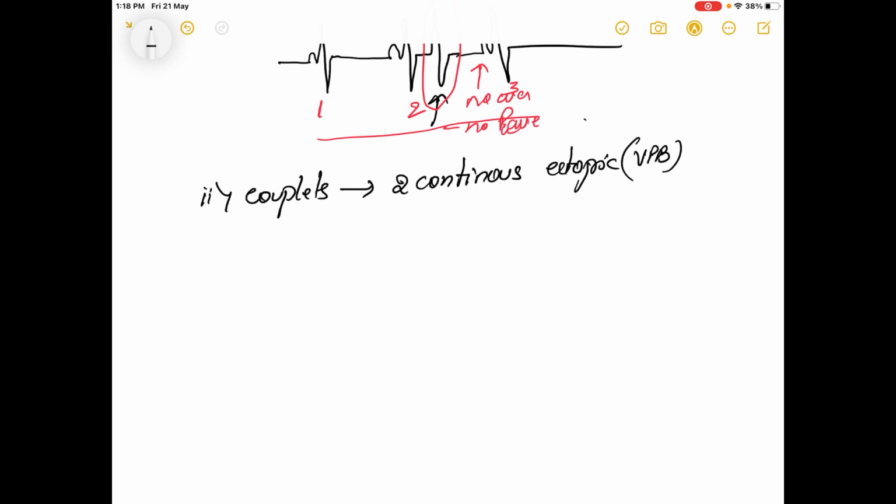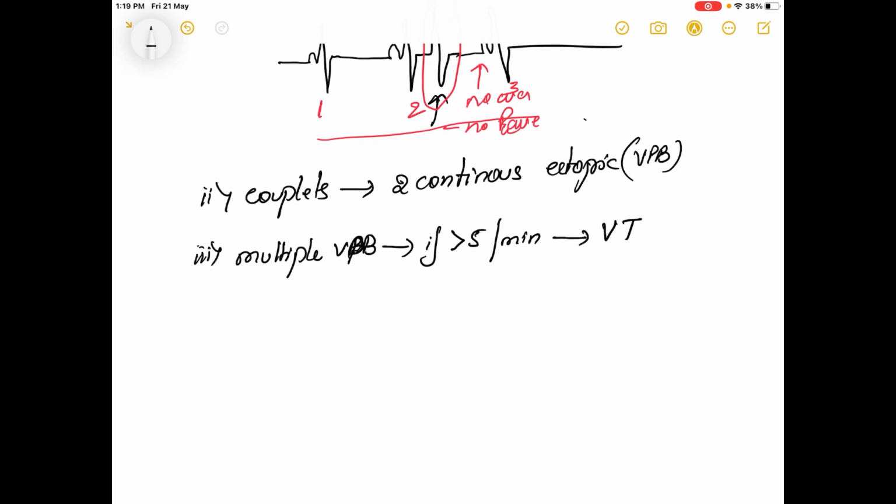And multiple ventricular premature beats. If there are more than 5 ventricular premature beats per minute, then it is called multiple ventricular premature beats, and this is a risk factor for ventricular tachycardia.